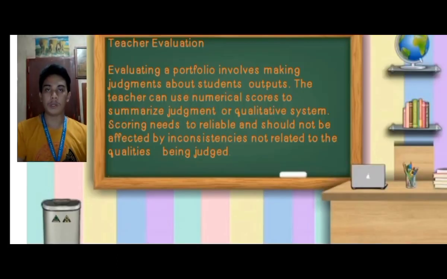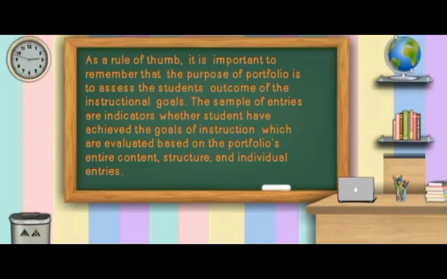Evaluating a portfolio involves making a judgment about students' output. The teacher can use numerical scores to summarize judgment or a qualitative system. Scoring needs to be reliable, and should not be affected by inconsistencies not related to the qualities being judged. Aspects such as students' performance in terms of classworks, records maintained by the teachers, daily or weekly lesson plans, etc. are considered while evaluating a teacher. It is one of the most vital elements for a thorough career development of a teacher and to maintain the quality of a good education.